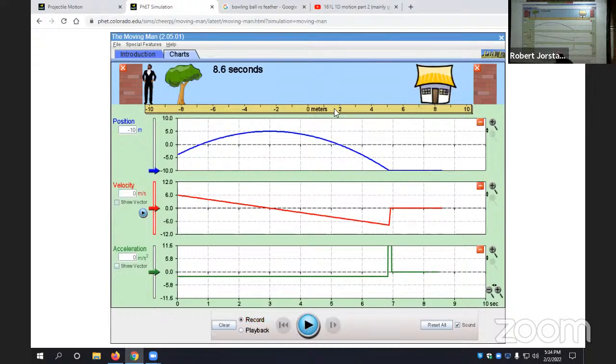Notice again, when he hits the wall, it's slowing down, right? Here is the wall. Notice that velocity is negative. Notice that acceleration is positive. So in this case, a positive acceleration represents the person slowing down. So it's not the sign of acceleration that tells you whether you're speeding up or slowing down.